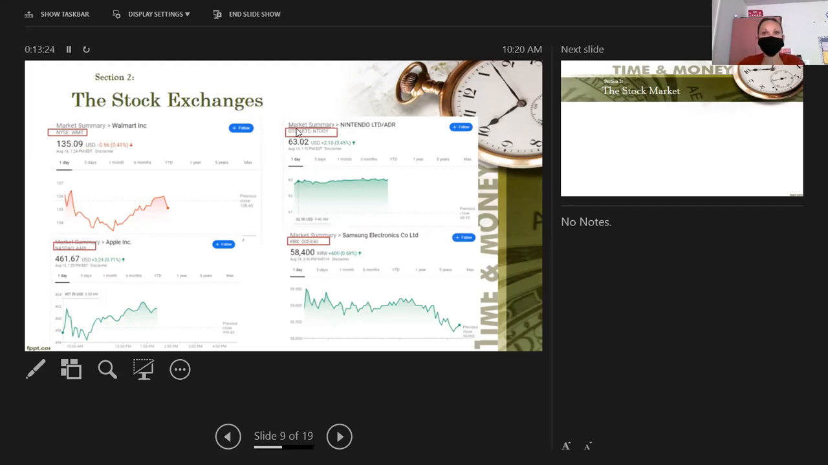OTC, MKTS, that's over the counter. So that's where, getting your stock on the stock market is difficult. You have to meet certain requirements and fees and everything. But the over-the-counter group here is not as strict, so it's easier to get in there. And then this one, KRX, this is a Korean stock market. So Samsung Electronics is on the Korean stock market, which you can see here is a different currency as well. This is not dollars.